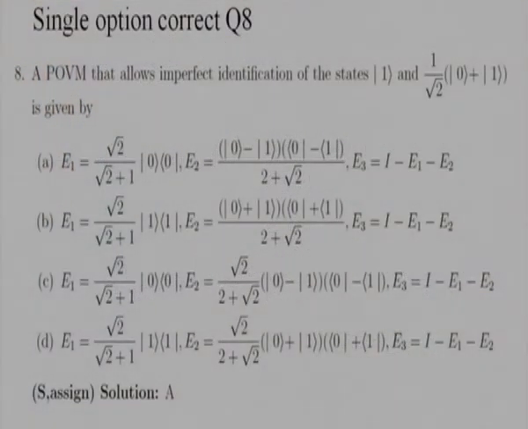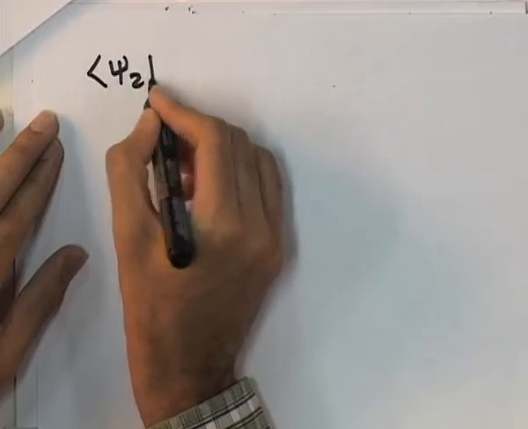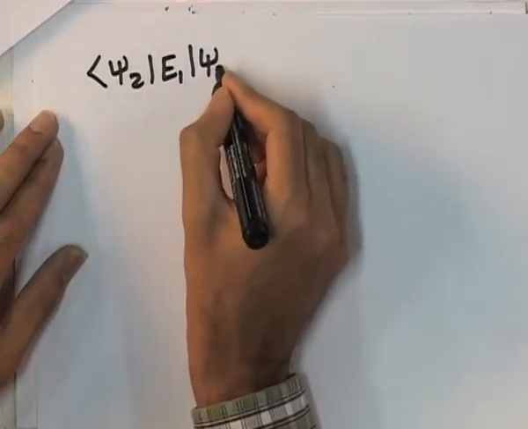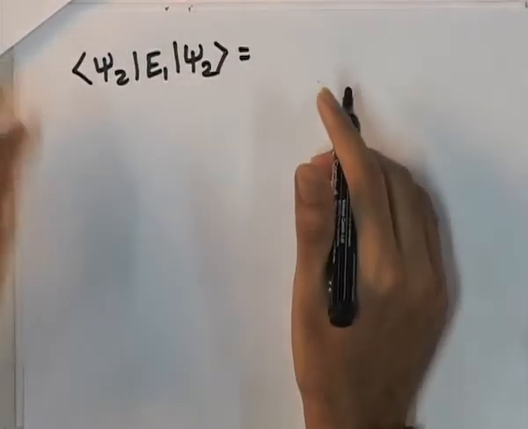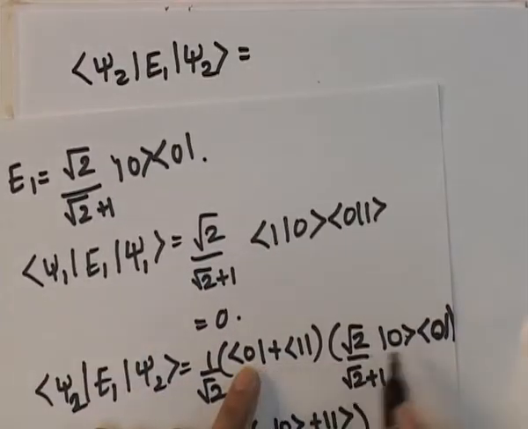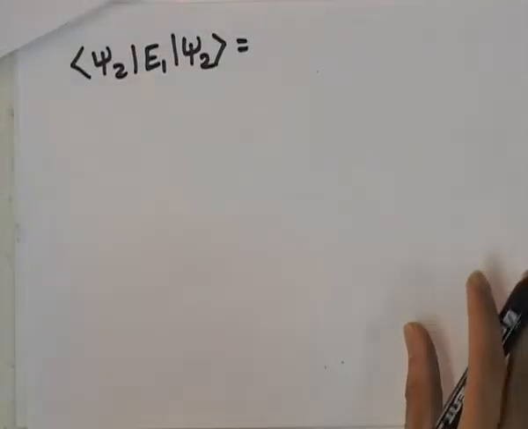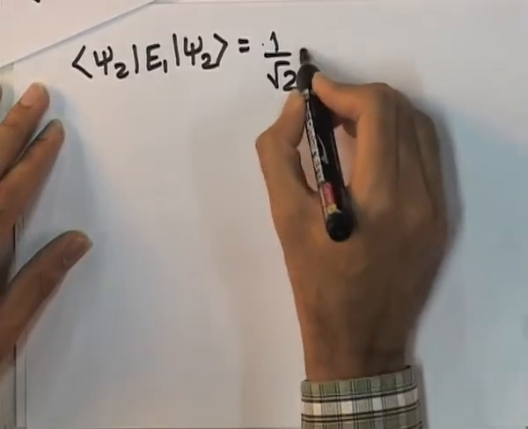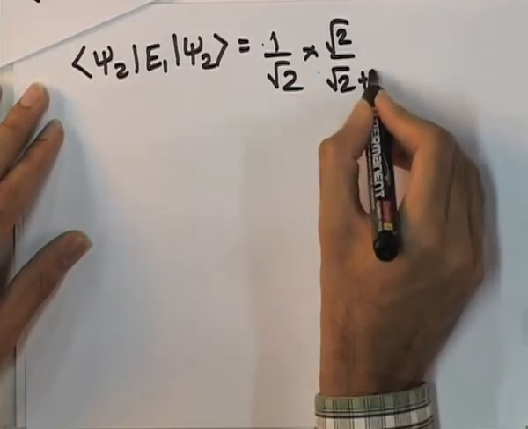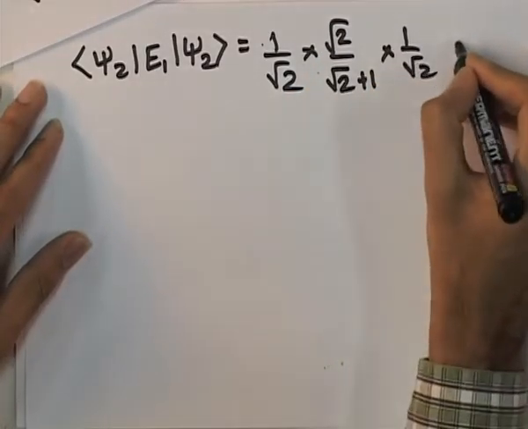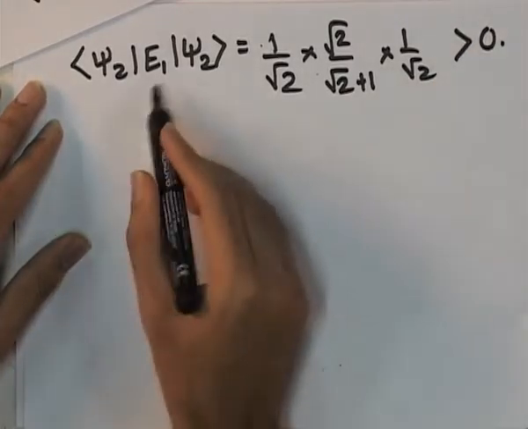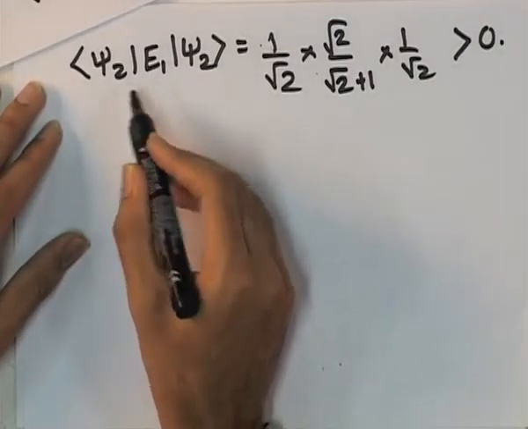Now simplifying from the last page. What we have is, the 0 0 will give a constant and 0 0 will give one constant, and these terms will give 0. So what we have is 1 upon root 2 times root 2 upon root 2 plus 1 times 1 upon root 2, which is clearly some quantity which is not 0. So E1 clearly is able to distinguish between psi1 and psi2.